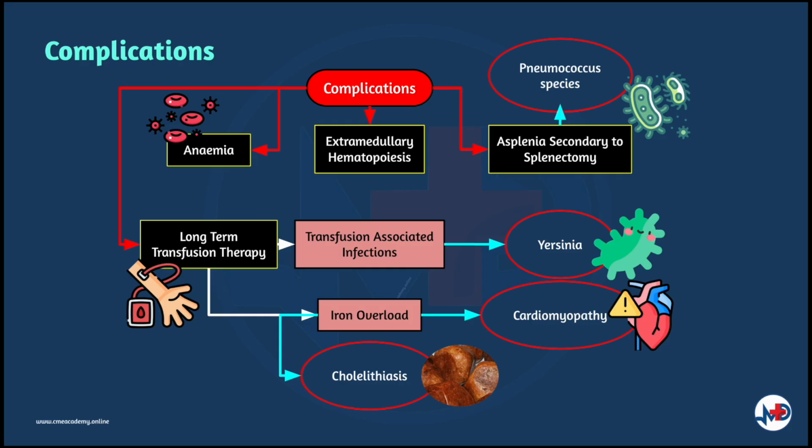The risk of infections with encapsulated organisms like pneumococcus is usually increased, and this is due to asplenia, or from iron overload in the case of infections with Yersinia species. Lastly, there may be increased incidence of cholelithiasis, like bilirubin stones.